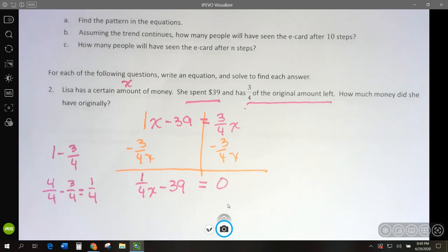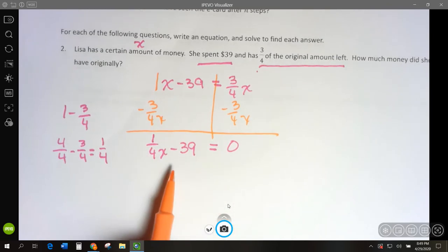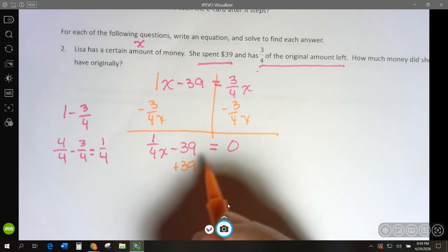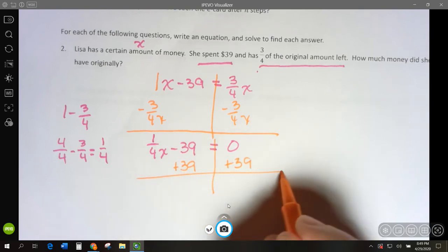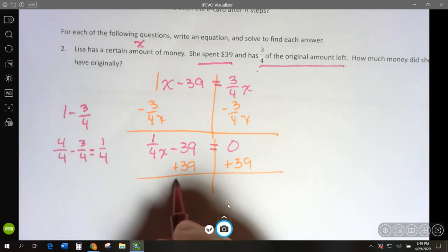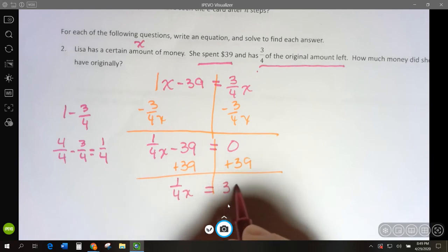My next step would then be to get rid of the subtracting 39. To get rid of subtracting 39, I'm going to have to add 39 to both sides. And we are going to have 1/4 X equals 39.